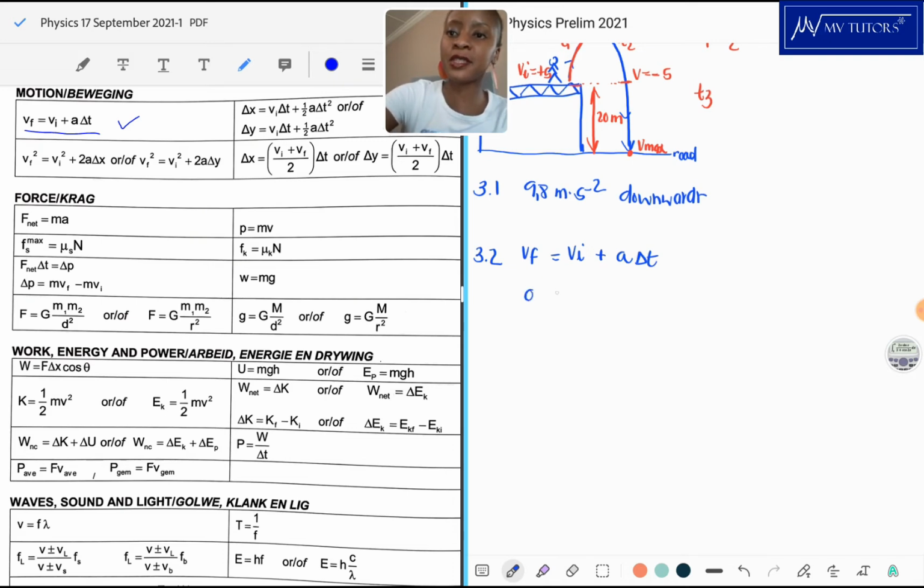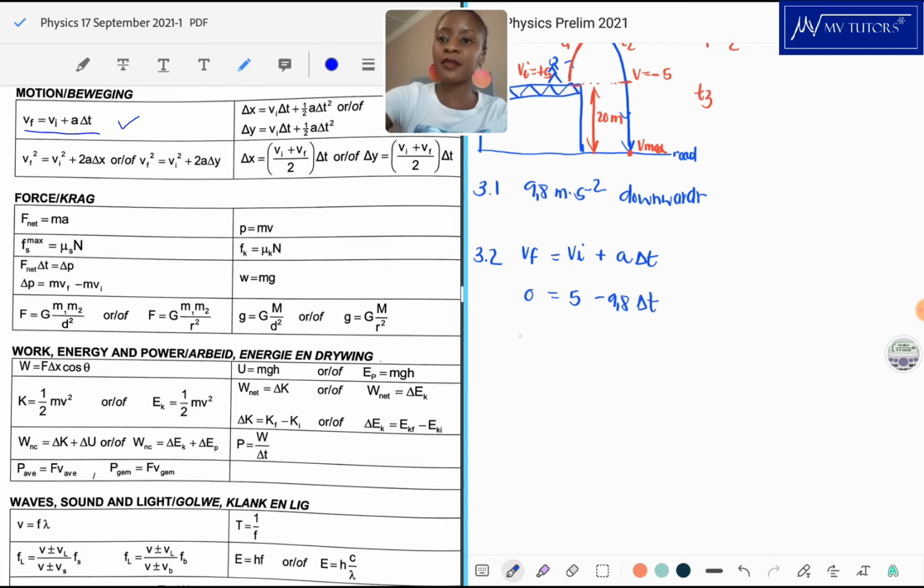My final velocity is 0. My initial velocity is positive 5. And acceleration, because it's always acting downwards and I chose upwards as positive, I'm going to have to use a negative here. If you chose downwards as positive, then you'll have a positive 9.8 and your velocity will be negative. So just be aware.